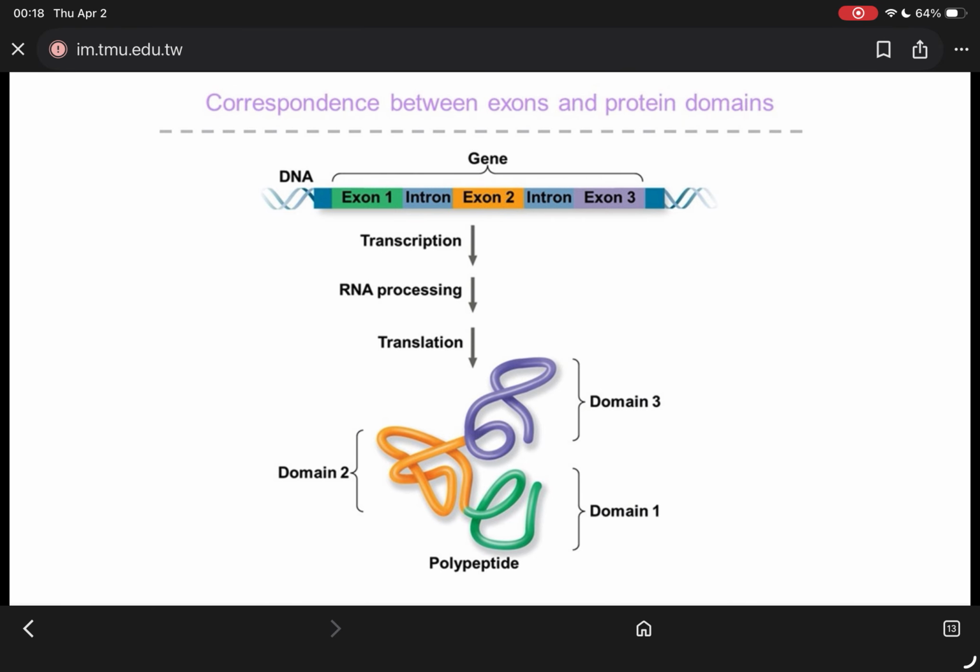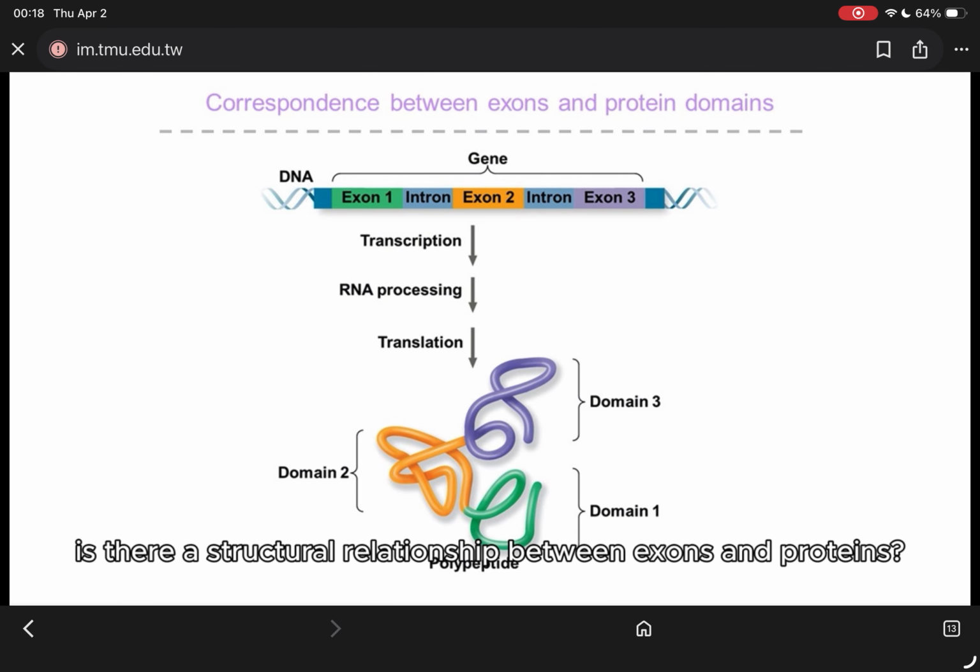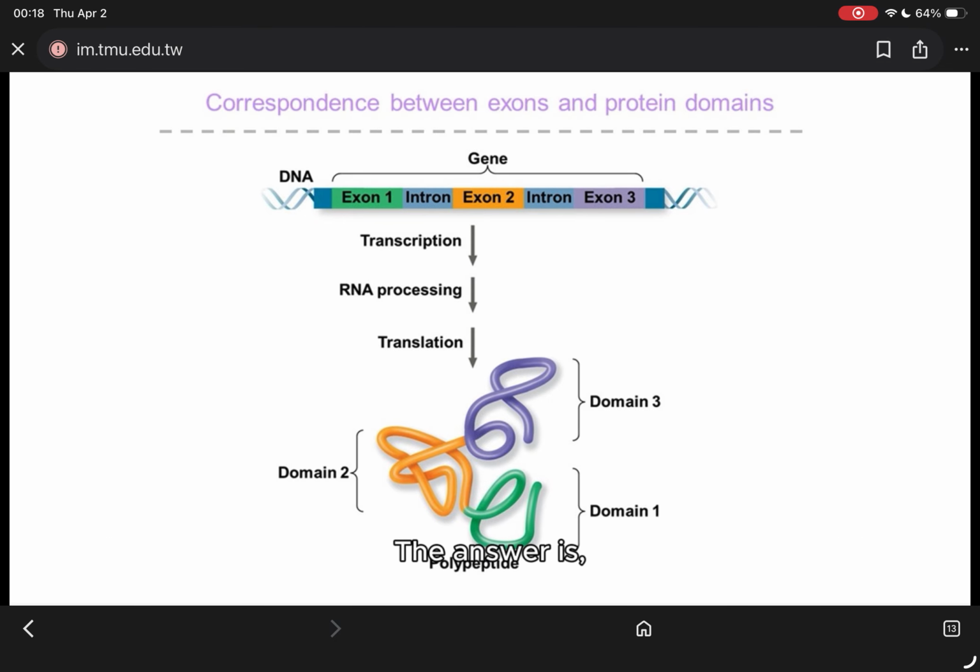protein. But here's an interesting question. Are exons just randomly pieced together? Or is there a structural relationship between exons and proteins? The answer is yes, there is, and the correspondence is often quite precise.